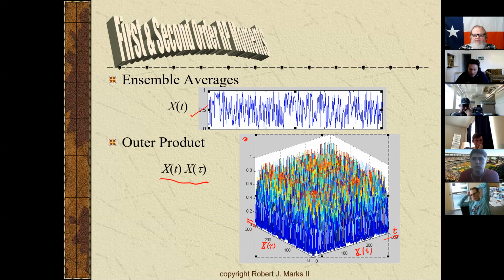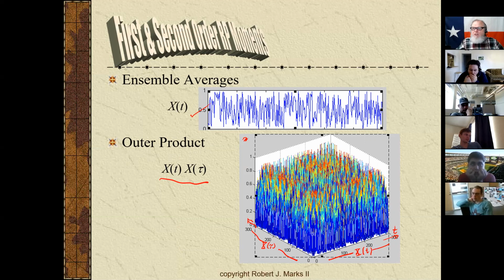And so we put the vector x of tau here and the exact same vector x of t here, and then we smear them back across and multiply them at every point. And we kind of get this field of grass here. No structure. You can see no structure in a simple instantiation, right? So this is one example of x of t times x of tau.